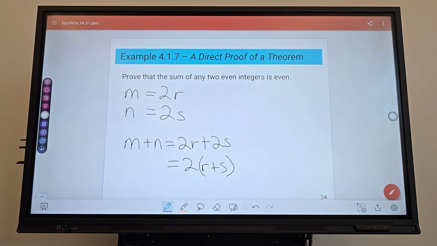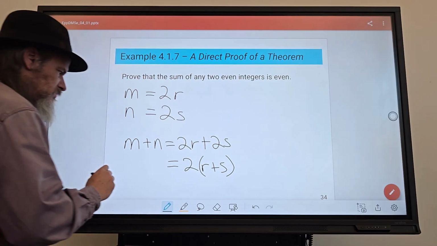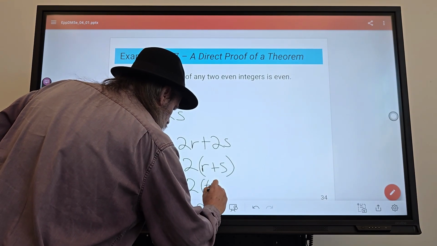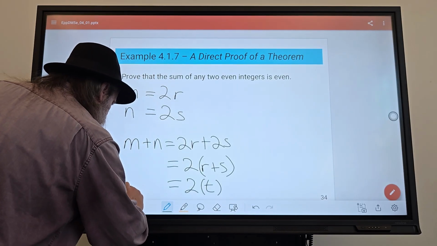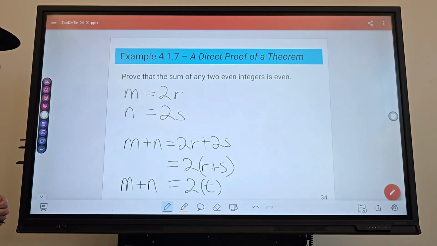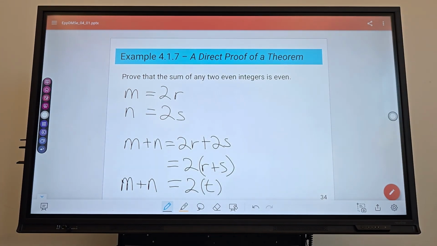r plus s is an integer because addition is closed on integers. So call that equals 2t. So m plus n equals 2 times some integer t. So the sum of any two even integers is even. Make sense? Kind of, sort of? Yeah.